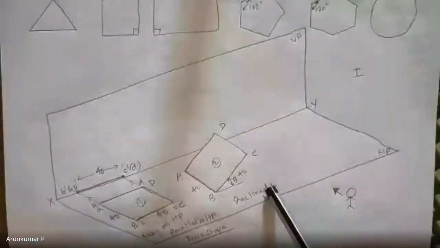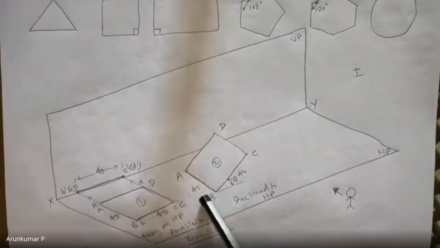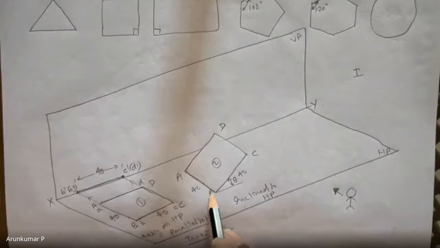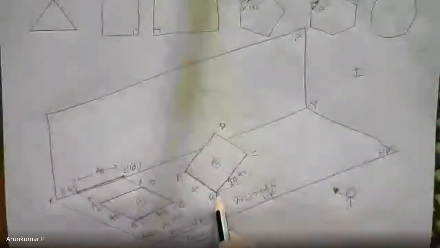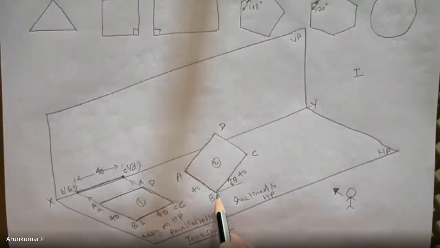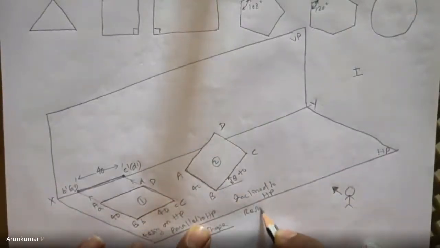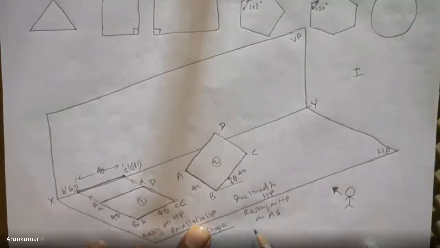It is inclined to HP, no doubt, but somewhere it is touching HP also. It is in contact with HP. Where? At AB. It is resting on this edge AB. Okay, it is resting on this edge AB and then it is inclined to HP. So it is not only inclined to HP, but it is resting on HP on the edge AB.